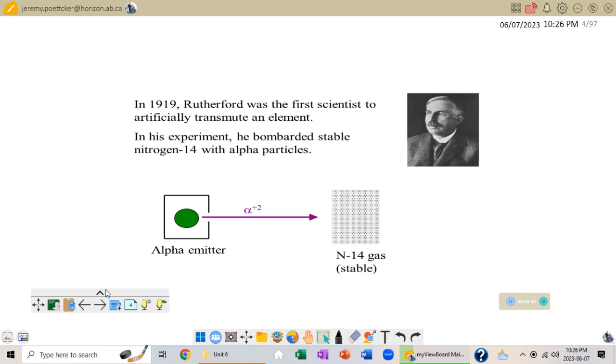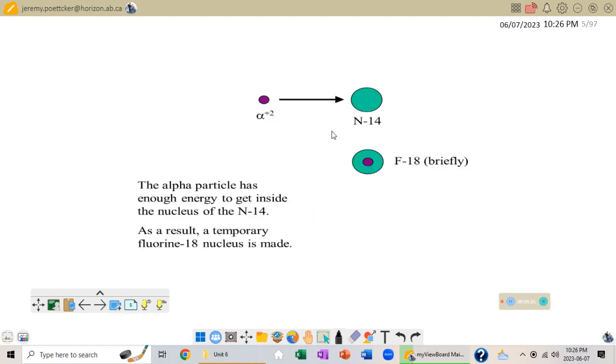In 1919, Rutherford was the first scientist to artificially transmute an elephant. Not an elephant, an element. We're bringing biology into this apparently. In his experiment, he bombarded stable nitrogen-14 with alpha particles. So we're firing an alpha particle at a nitrogen-14 atom, and as a result, he temporarily made fluorine-18.